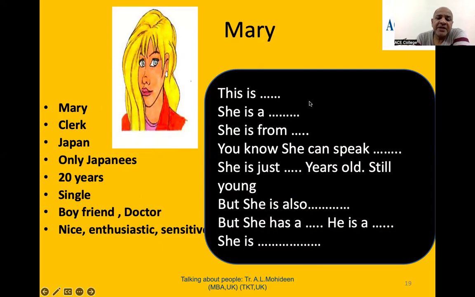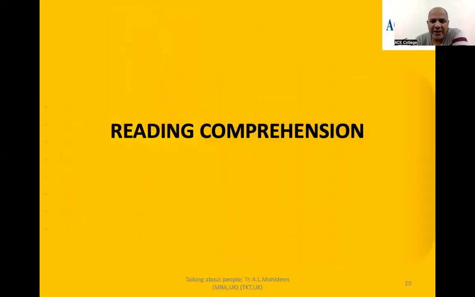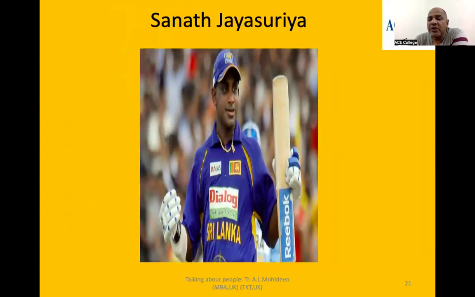So this is Mary. She is a clerk. She is from Japan. She can speak only Japanese. She is just 20 years old, still young, not yet married. She has a boyfriend. He is a doctor. She is a nice, enthusiastic, and sensitive lady. So this is the information you are talking about Mary. Okay, so now we have understood there are three people. We talked about John David, David, and Mary, three people on the top line.